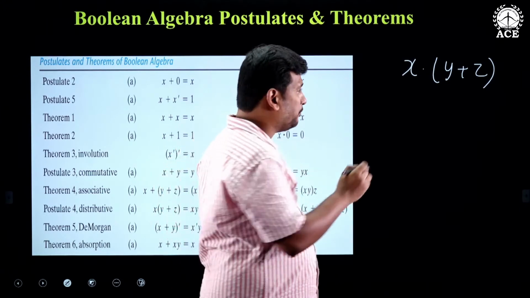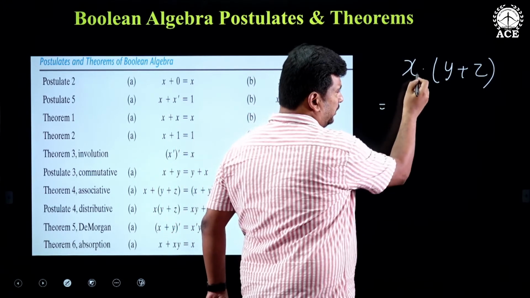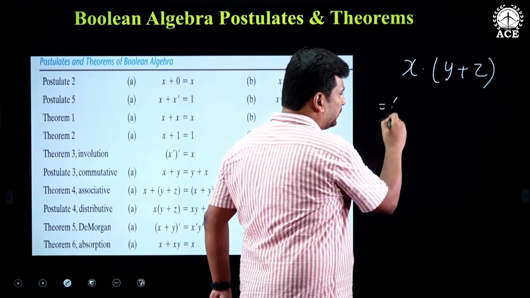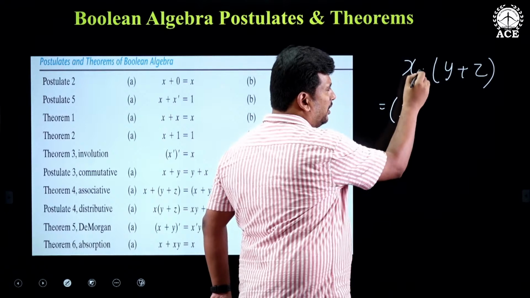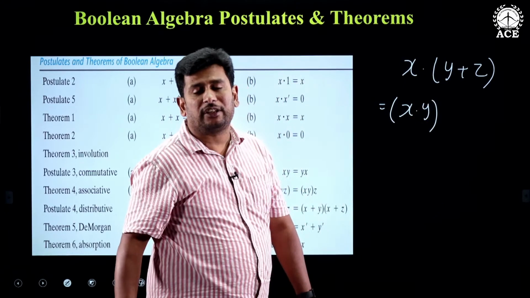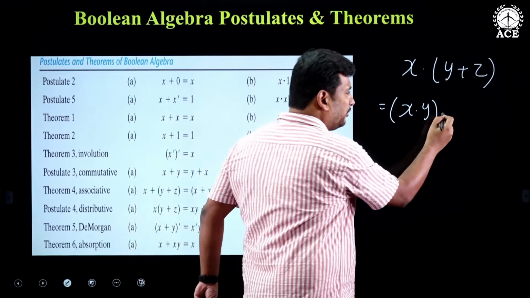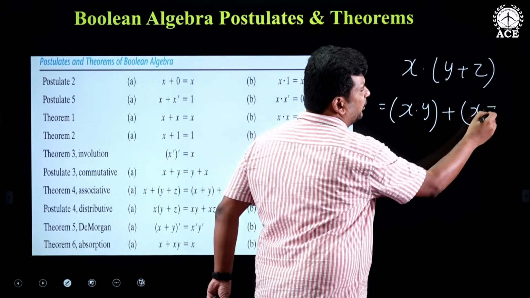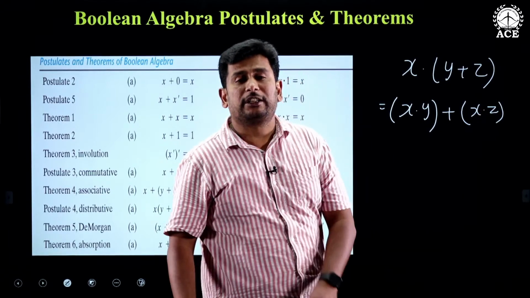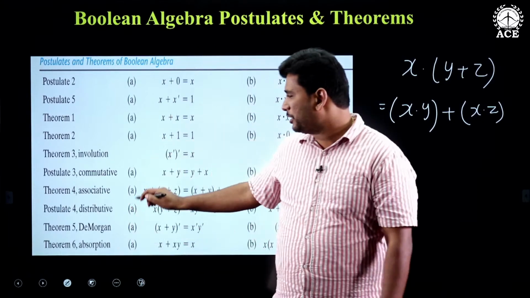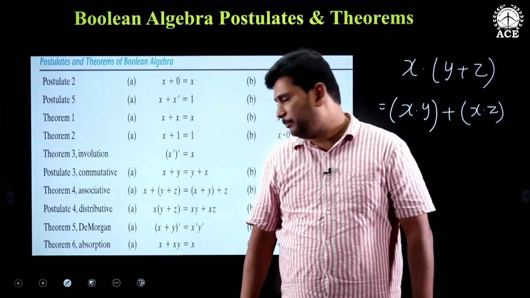Distributive law means here AND is common to both the variables. So what we'll do here? X AND with Y, and here Y and Z have that OR operation. Now that will be here. Next you have X AND with Z. This particular property is called the distributive law, or you can also call it postulate 4.